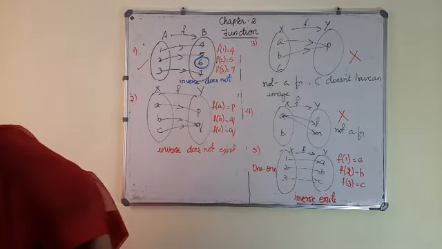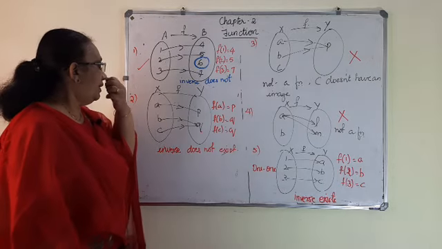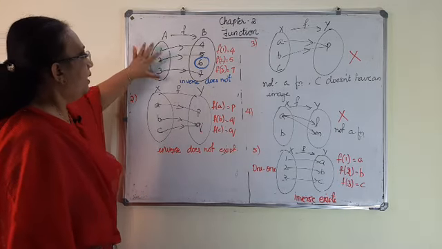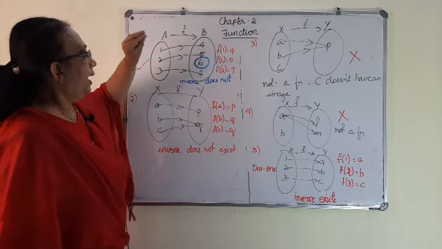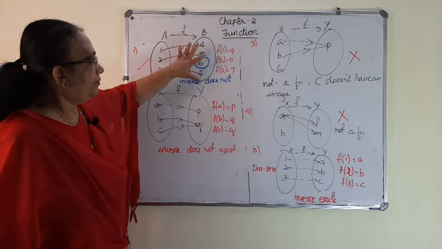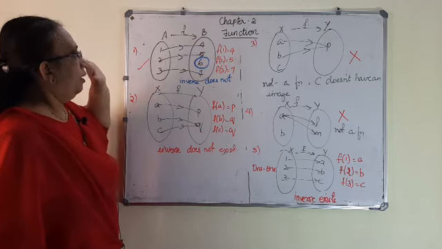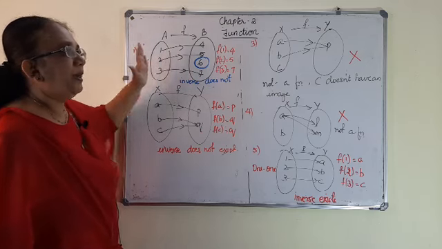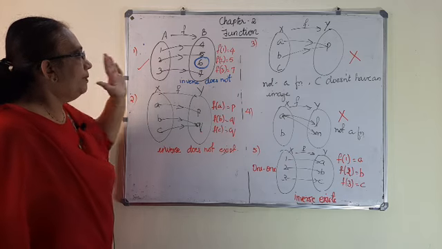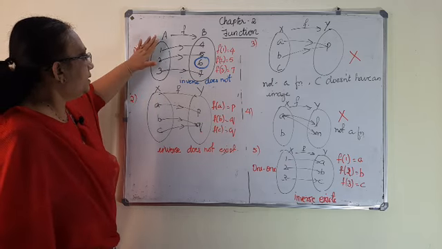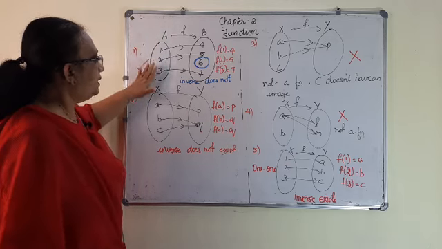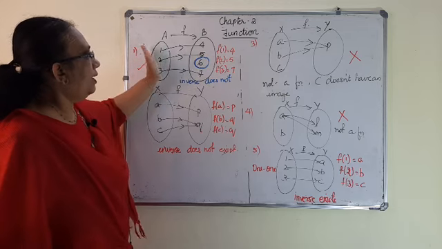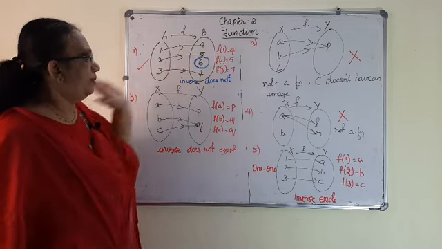So, once again, let me say relation. Relation means you will have the domain set, you will have the range set, and from the range set you have the codomain set. Now, when can a relation become a function? A relation can become a function if the elements in the domain set have exactly one and only one image.